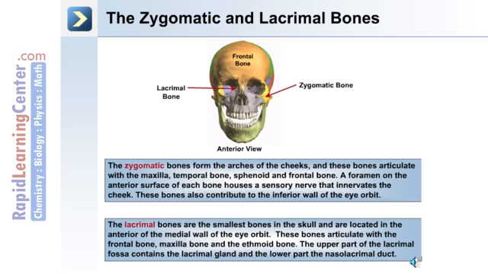The lacrimal bone is also identified on this anterior view. These bones are the smallest bones in the skull and are located in the anterior of the medial wall of the eye orbit. The lacrimal bones articulate with the frontal bone, maxilla bone, and the ethmoid bone. And the upper part of the lacrimal fossa contains the lacrimal gland, and the lower part the nasolacrimal duct.